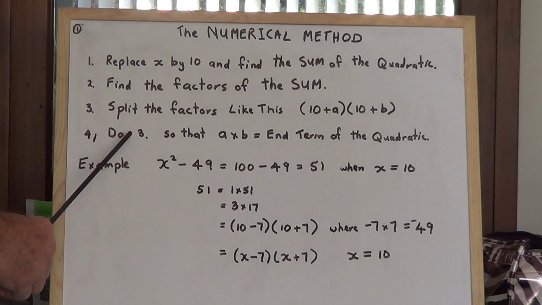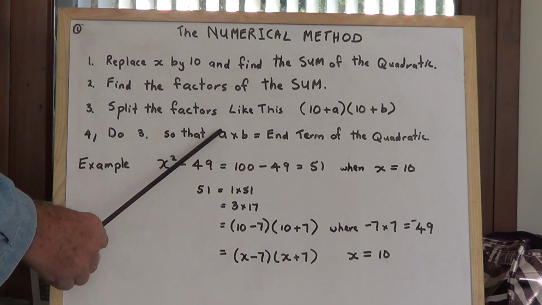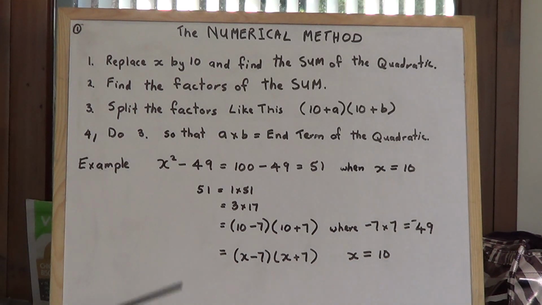We need to do part 3, which is splitting the factors, so that a times b is equal to the n term of the quadratic. Now I'm going to give you an example.